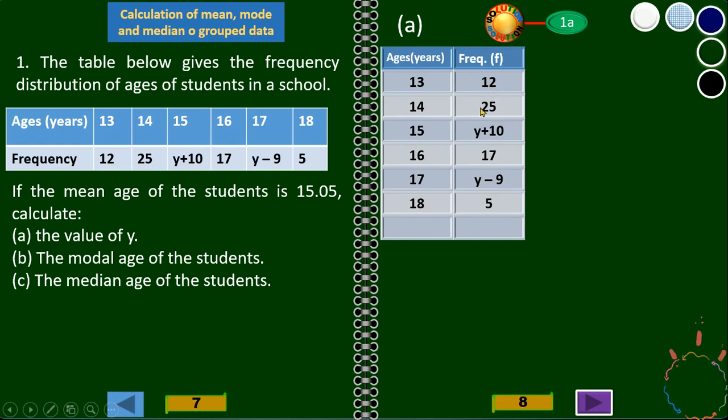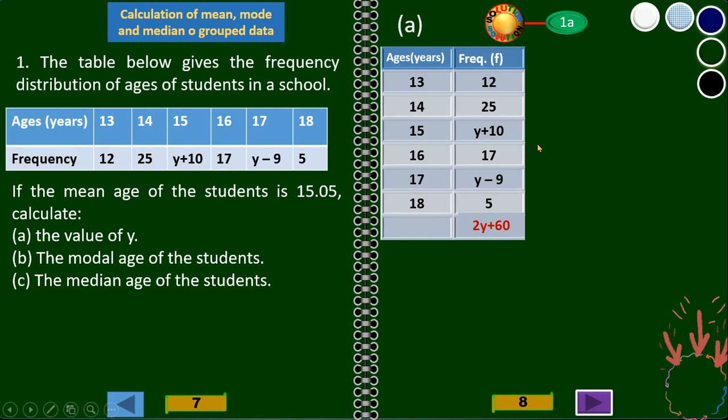And the total frequency will give us 12 plus 25. That is 37, plus 10, 47, 54, 64, 69 minus 9, that's 60, plus 2y. So therefore the total frequency is 2y plus 60.